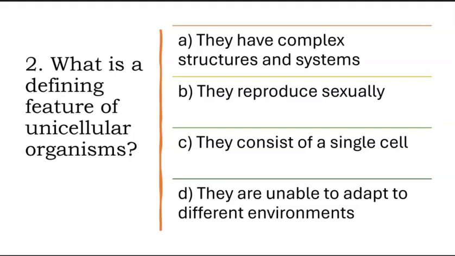Number 2, what is a defining feature of unicellular organisms? A. They have complex structure and systems. B. They reproduce sexually. C. They consist of a single cell. D. They are unable to adapt to different environments.